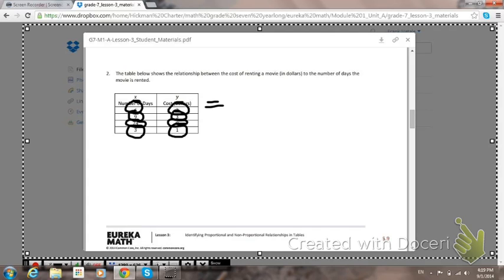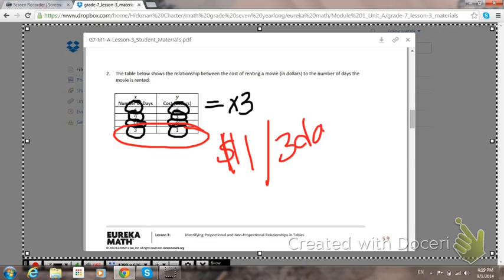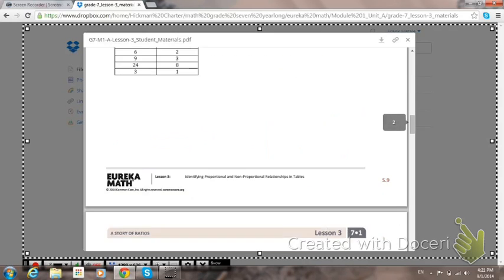So in this case, they've kind of given it away. Our multiplier, of course, is 3. For every 3 days, and you can see this in the last situation, the movie costs $1. So it's $1 per 3 days. That is the cost of a movie at this movie rental. And again, the question is, is this proportional? And the answer would be yes. That's a proportional table.